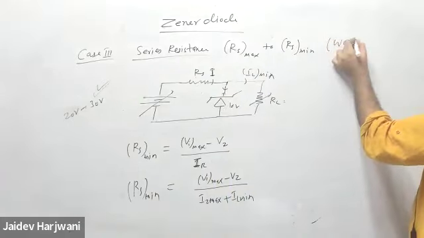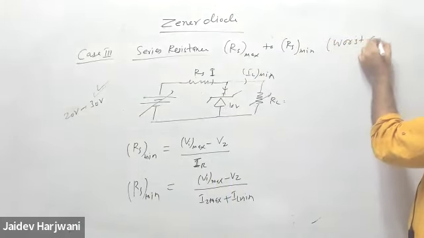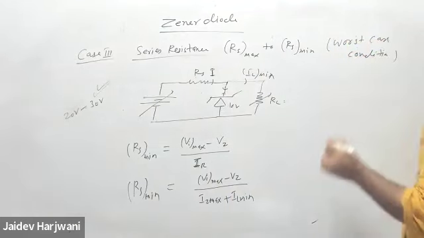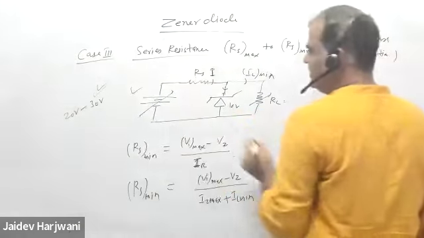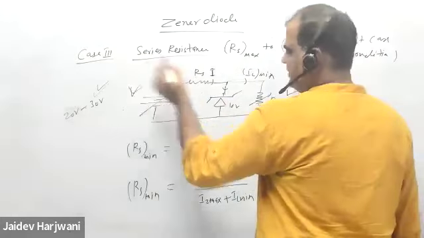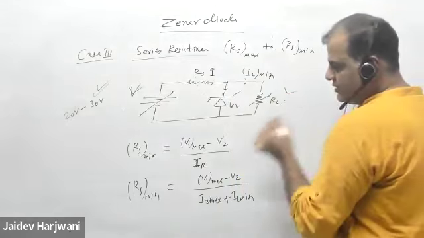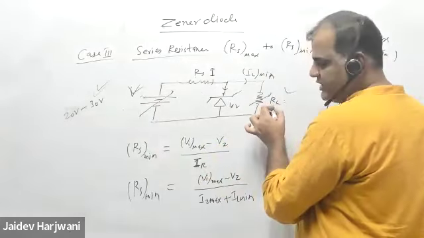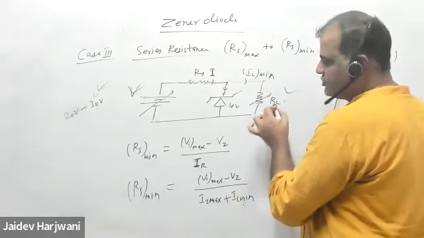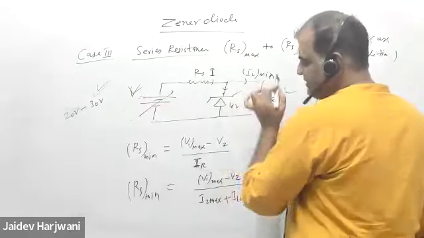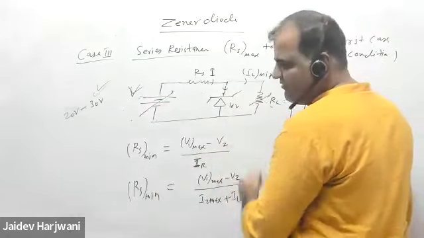So this type of case is called the worst case condition. Worst case condition means you are taking the maximum voltage here and minimum current here. So I'm taking VI max here and RL I'm choosing for IL minimum, that is RL max. So maximum, minimum, minimum, maximum. So this is my RS minimum value.